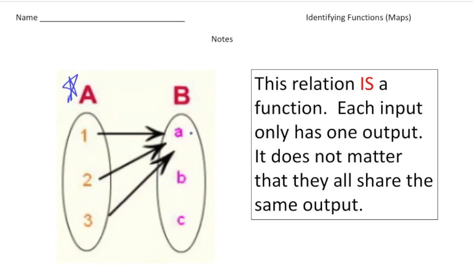So 1 goes to A, 2 goes to A, and 3 goes to A. The fact that they all go to A doesn't matter at all. An example of this would be a vending machine, where if you push the number 1, you get M&Ms. Well, if you push the number 2, you also get M&Ms. If you push the number 3, you also get M&Ms. All right, so it's fine. Okay, take a look at the next page.